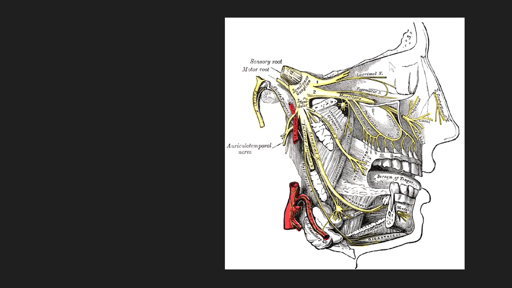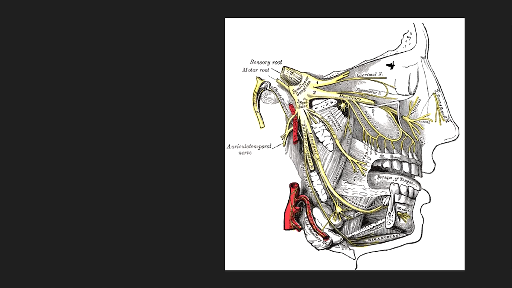As we go a little bit distally, we'll run into the ciliary ganglion. The ciliary ganglion is associated with sympathetic function of the sphincter pupillae, and parasympathetic function as well via the third cranial nerve.